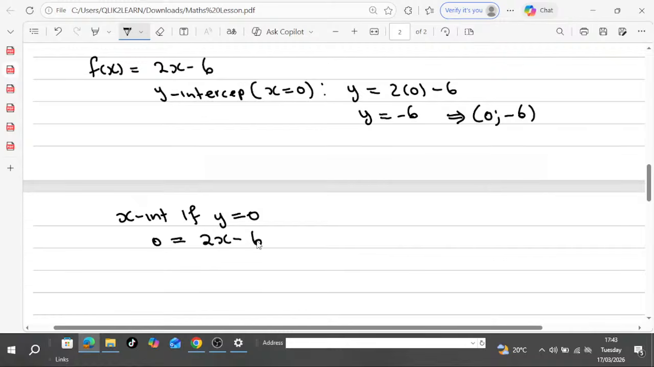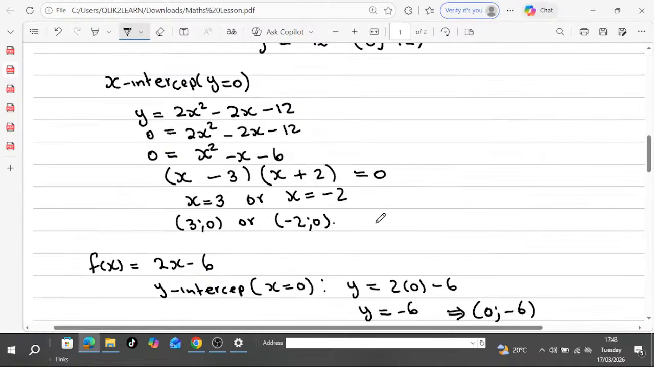The 6 comes this side to be positive, and this will be 2x divided by 2 divided by 2. Therefore the value of x is 3. What's next? Since the value of x is 3, the coordinates of the x-intercept will be 3 and 0. Now we can plot the graphs.